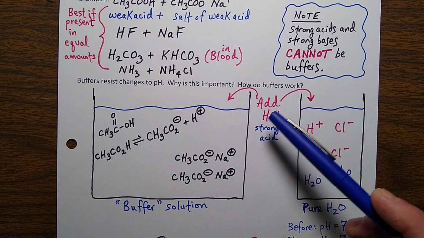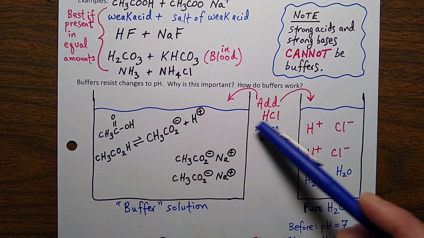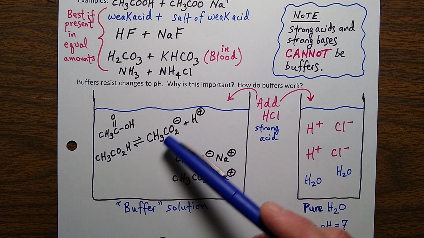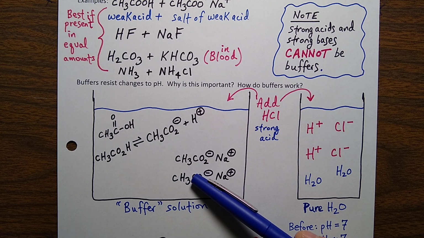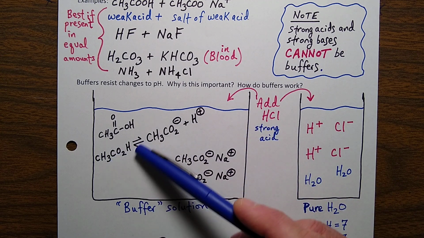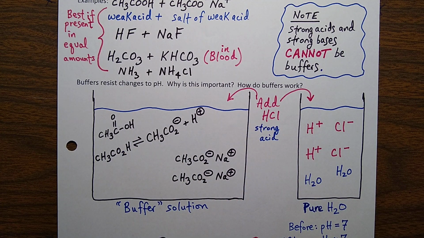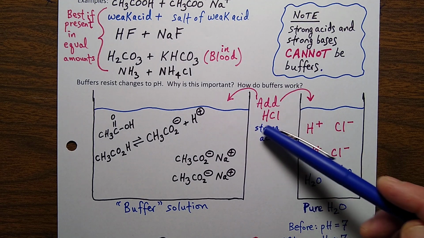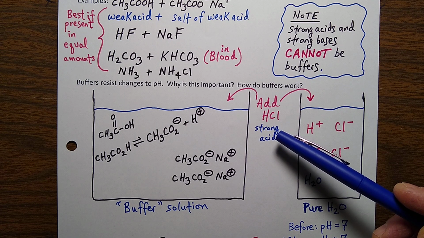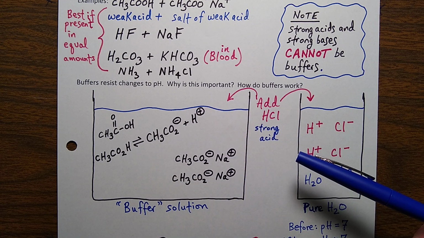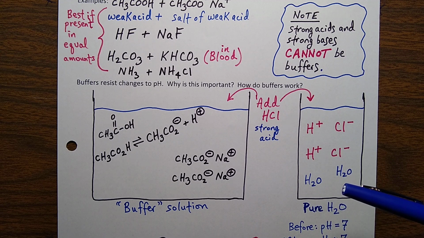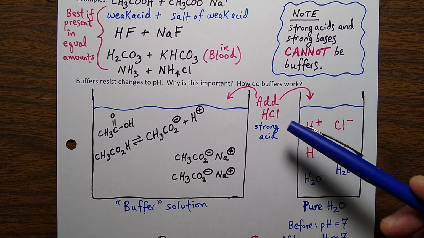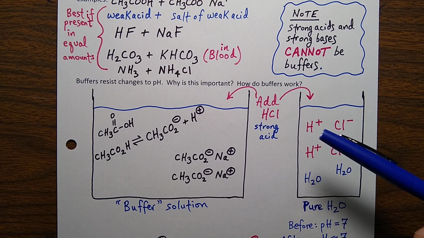Eventually you could overwhelm the buffer and add in so much HCl that the HCl will neutralize all these, and all you'll be left with will be a solution of hydrogen ions and acetic acid, so the pH would quickly drop. But we're talking about situations where the amount of added acid or base is not too much, so the buffer has a certain, what we call, capacity. It has a certain buffer capacity that resists these changes of added acid or base.